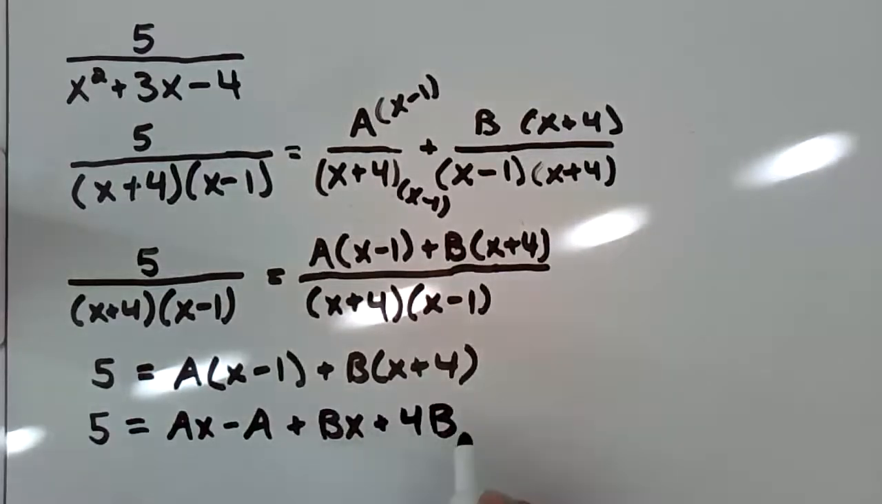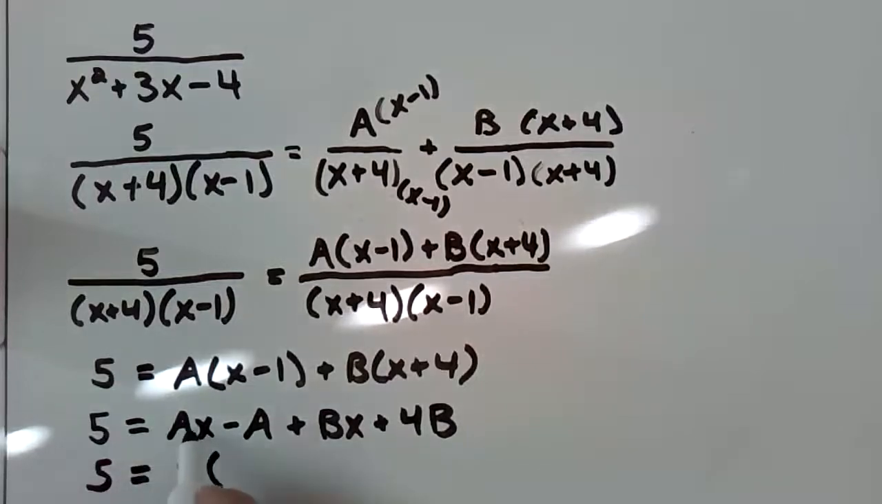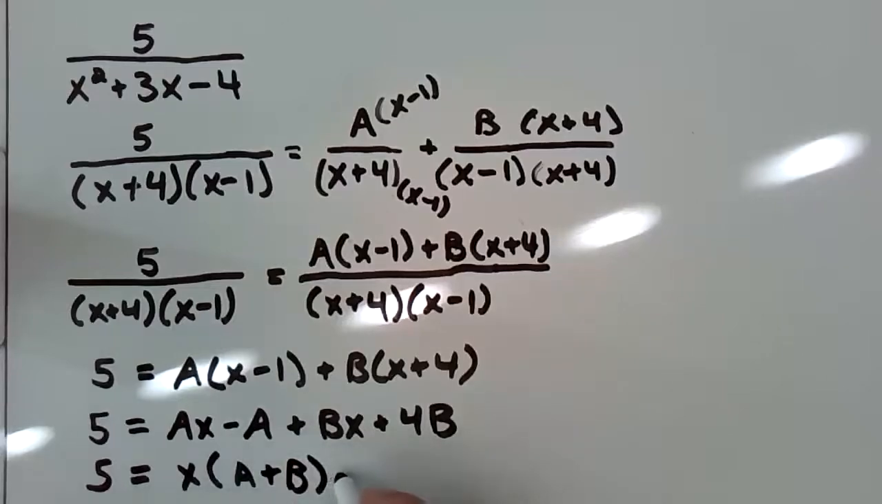Okay, so now what we can do is we can collect like terms. So I can collect my terms of x's and my constant terms together. So I'm going to squeeze that down here. So I will have x times a plus an x times b, so plus b. And then my constant terms is just minus a and plus 4b.